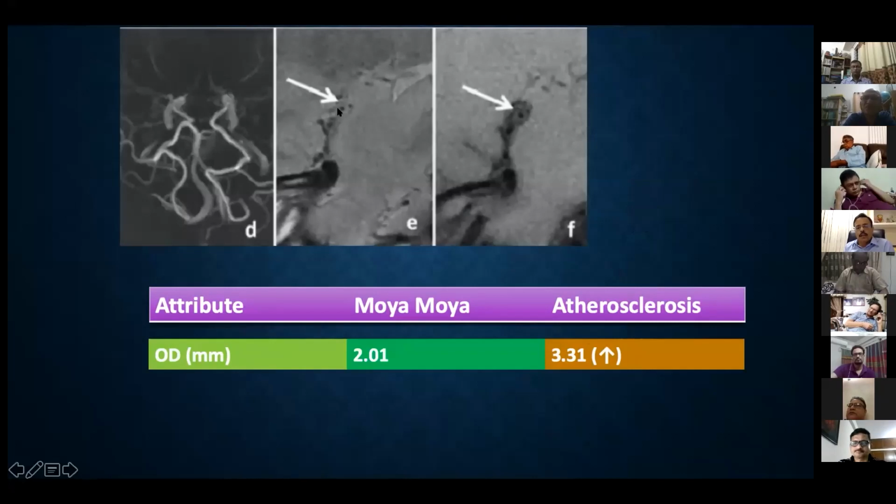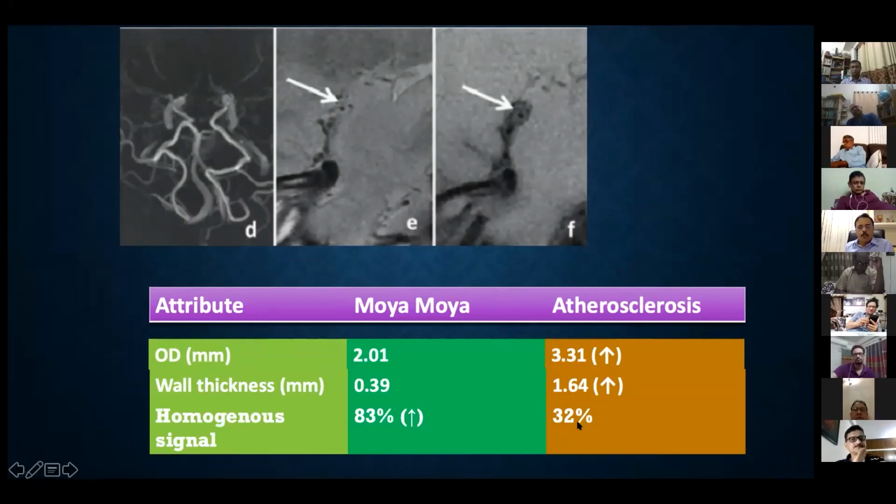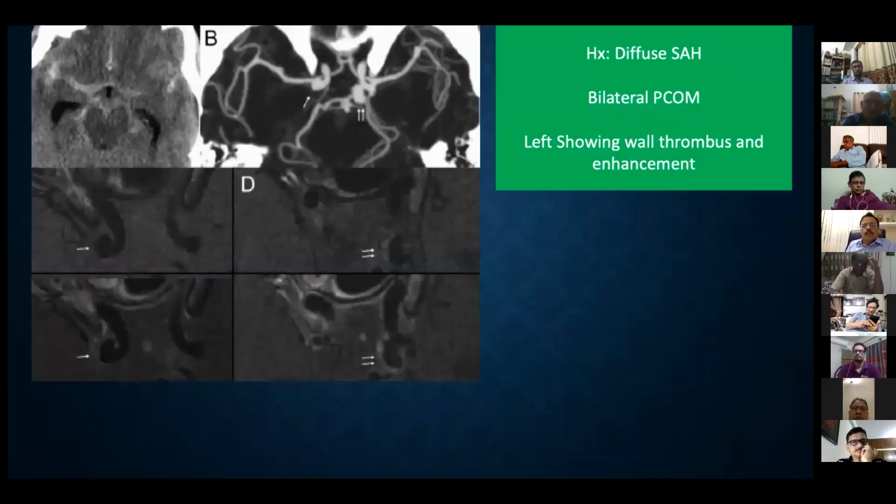Like in this patient, the overall vessel size has become smaller than normal, and wall thickness is maintained. Sometimes focal wall thickening can be much more in atherosclerosis, and the signal is homogeneous in moyamoya, while in atherosclerosis there will be more heterogeneous signal. We discussed this is because of the plaque, the fibrous cap, the fat, and the hemorrhage. So all these features can be used to differentiate between moyamoya and other disorders as well.